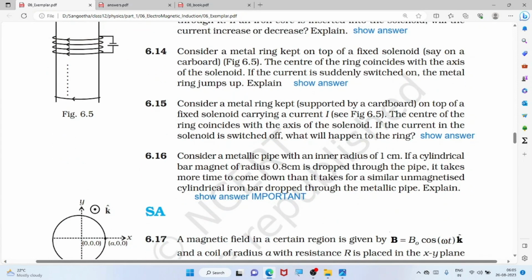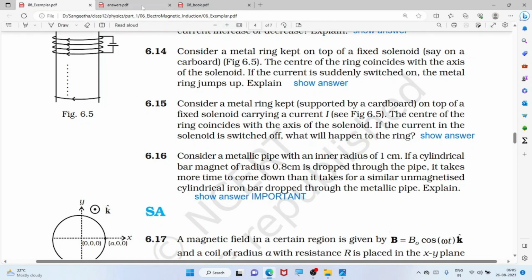Consider the metal ring supported on the cardboard on top of the fixed solenoid. The same thing: the center of the ring coincides with the axis of the solenoid. If the current in the solenoid is now switched off, what will happen to the ring? Here it is switched on, here it is switched off. Problem 6.14.